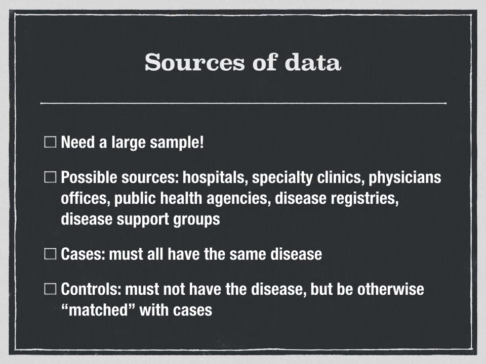Finding controls may be even more tricky than finding cases, because they must not have the case's disease, but also be otherwise similar enough to the cases to rule out contributions from other factors. For example, you cannot have mostly male cases and mostly female controls, because then you wouldn't be able to determine whether it's the exposure history that's leading to the disease or whether it's sex or gender.